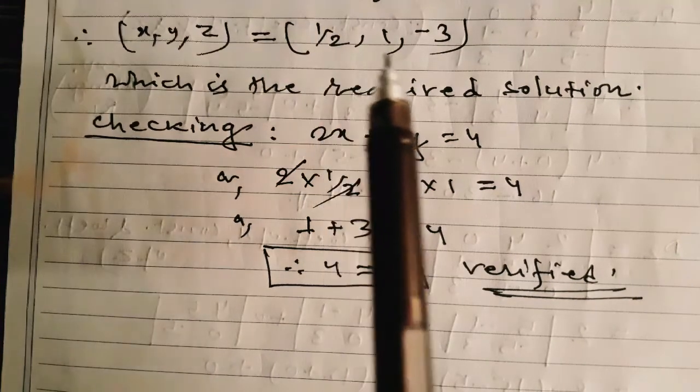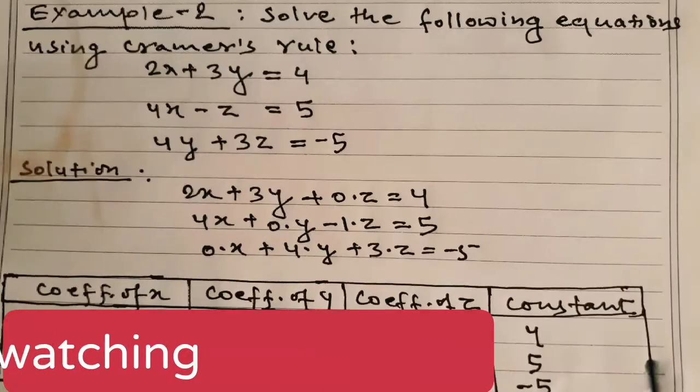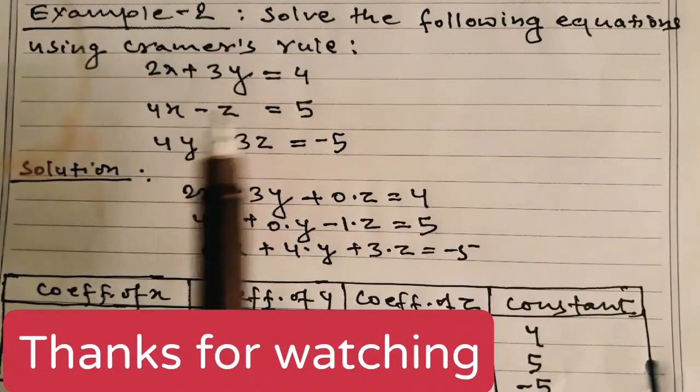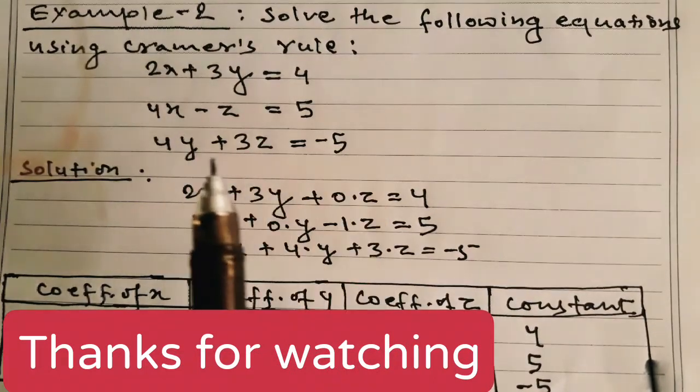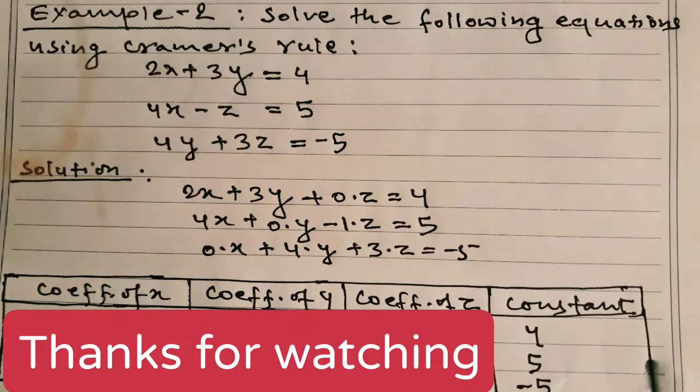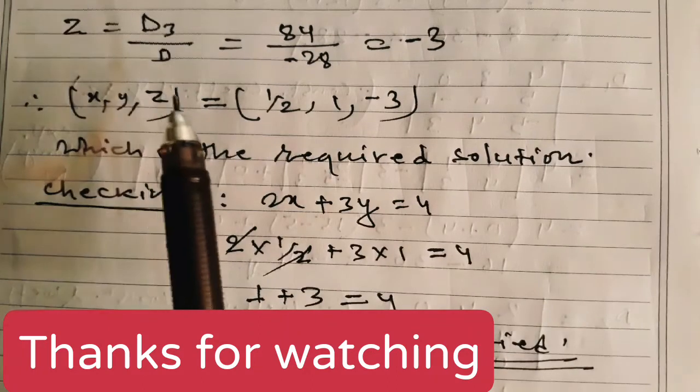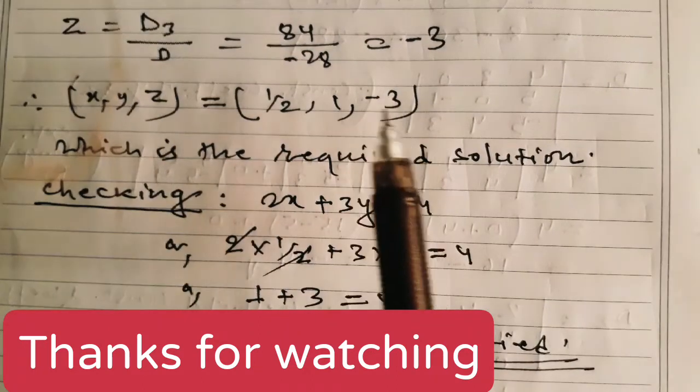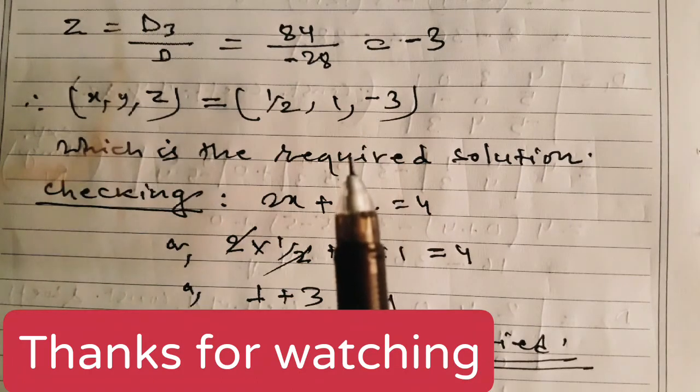Similarly, we can put the values of X, Y, Z in the second and third equations and verify the solution. Hence, we can say that 1 by 2, 1, minus 3 is the required solution of the given equations by Cramer's rule.